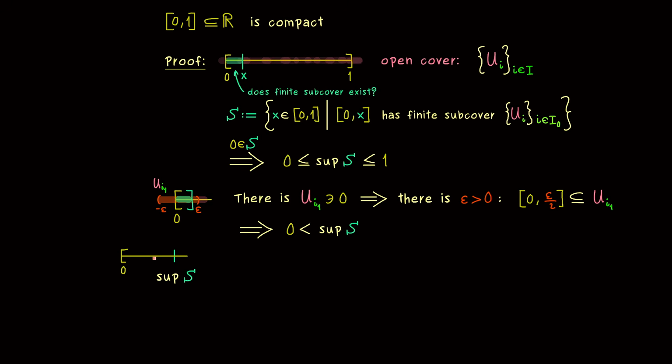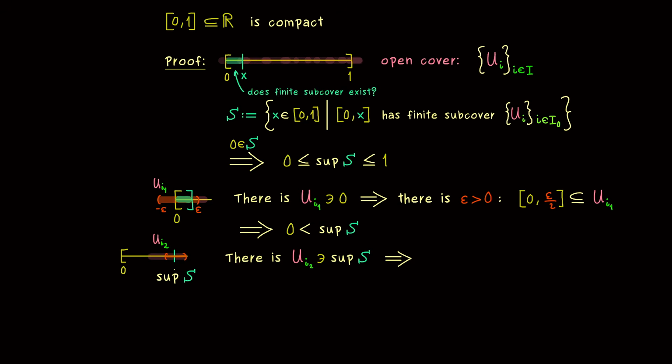And now we can use the same reasoning as before, because we know that the supremum lies in an open set from the covering. So let's simply call this one Ui2. And indeed, as before, we can use that by definition of the standard topology, we know that there is an epsilon ball in it. Of course, the actual value of this epsilon might be different than before, but we know that such a positive constant exists.